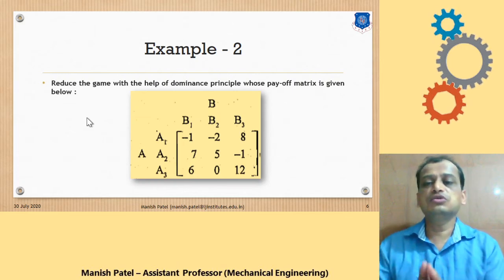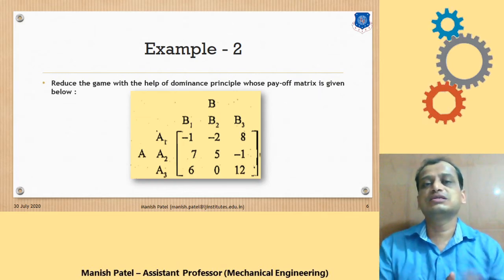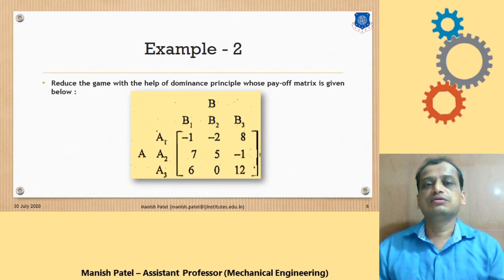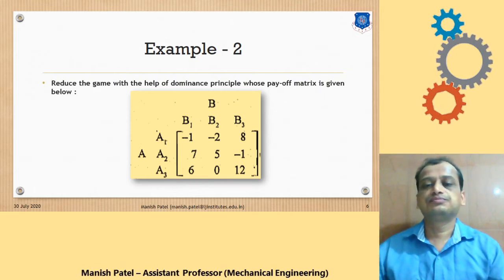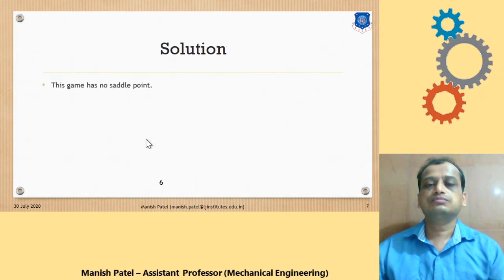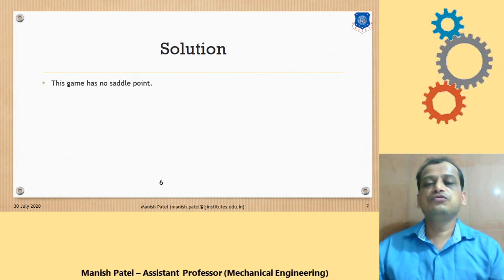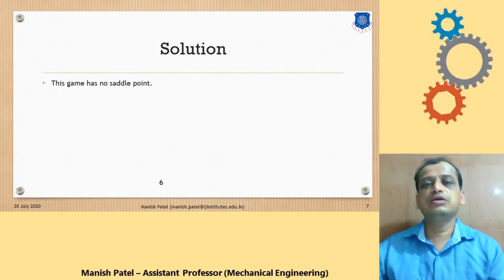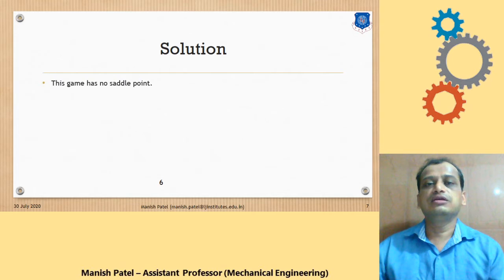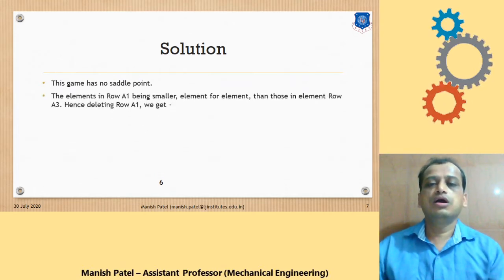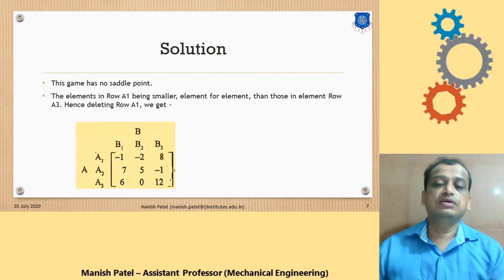See, theory portion of dominance principle is already discussed in previous lecture, but we will quickly refresh it with the help of this example. Again, if you carefully check, the game has no saddle point. If the game has the saddle point, then you can easily find out that the value of game is equal to the saddle point. Clear? Now let's look into the matrix here.